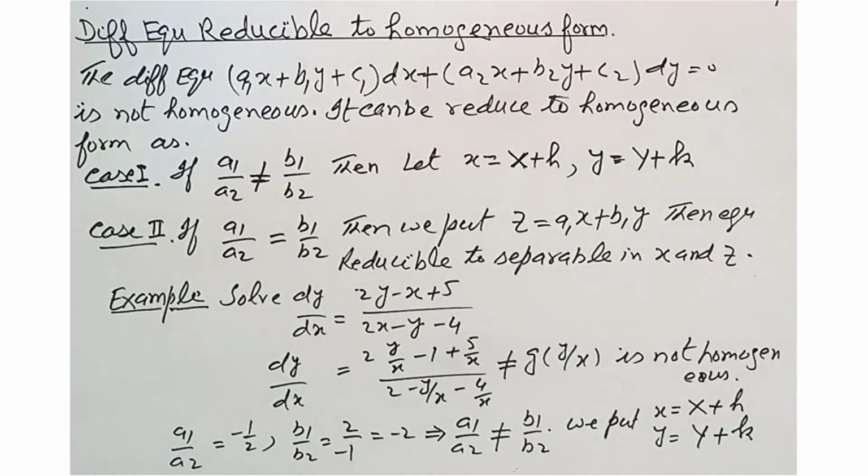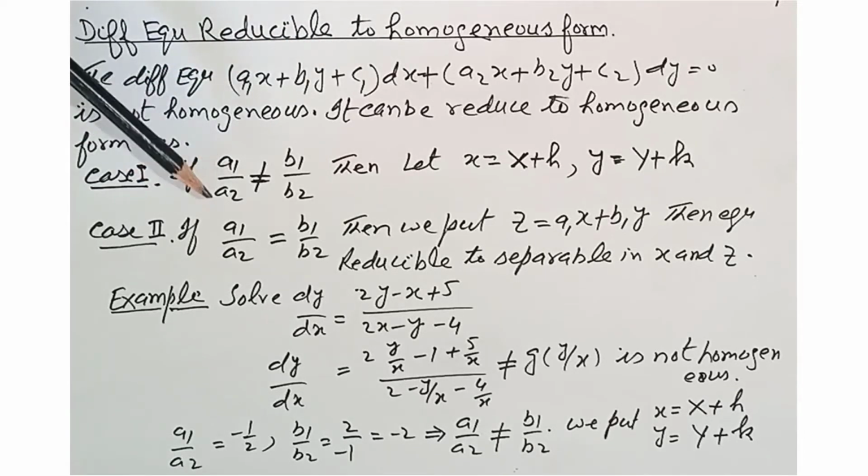Now if the equation is not homogeneous, we reduce this differential equation into the homogeneous form. How do we reduce the non-homogeneous equation into the homogeneous form? The differential equation a1x plus b1y plus c1 dx plus a2x plus b2y plus c2 dy equal to 0 is not homogeneous. It can be reduced to homogeneous form. This is not a function of y over x, so this is not homogeneous. Now we have the following cases for how we reduce this equation into the homogeneous form.